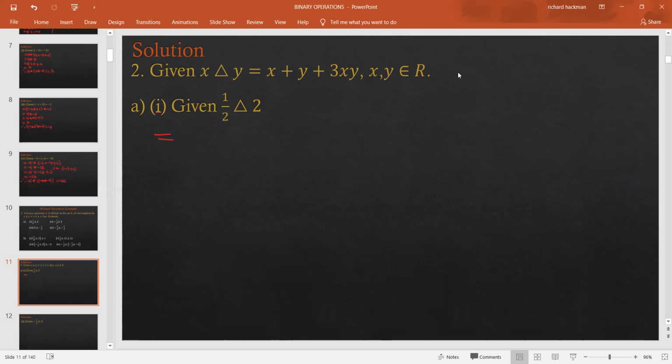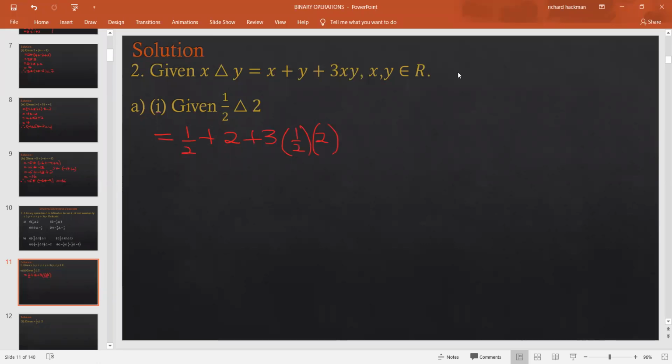Yes. So if I'm combining these 2 under the operation delta, I am going to have my first element, which is 1 over 2, plus my second element, which is 2, plus 3 times my first element. My first element is 1 over 2. I put it in brackets. Then my next element is 2. I equally put it in brackets. Is that clear?